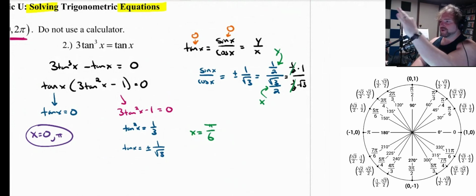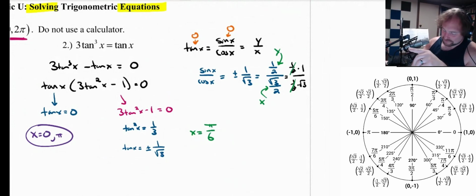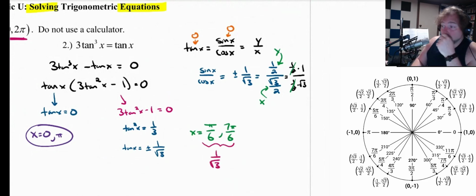And then across the circle from it is 7 pi over 6. So these ones, both of these will give you a positive 1 over the square root of 3. However, we also need to remember there's a plus and minus going on here. So there's also the idea this could be negative.